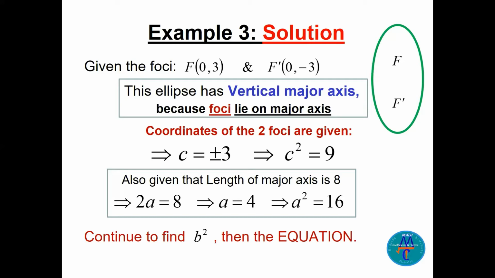Now to find this, c is plus or minus 3, so c squared is 9. Also given the length of the major axis is 8, which is 2a. So from there, I can find a equals 4. Square it, a squared is equal to 16. We have c squared, we have a squared, we can find b squared. Then we can find the equation after that.